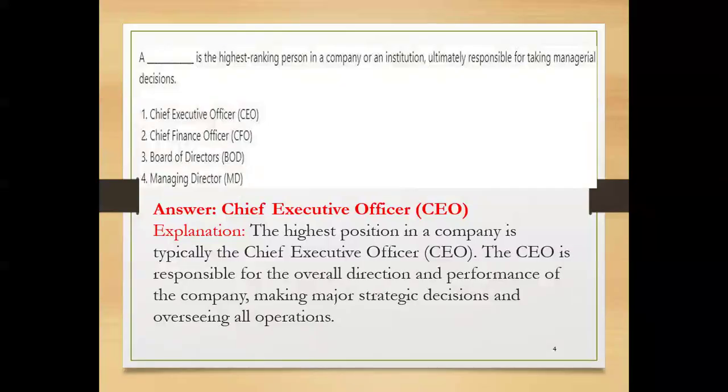Another question. A dash is the highest ranking person in a company or institution, ultimately responsible for taking managerial decisions. Is it chief executive officer, chief finance officer, board of directors, or managing director? The correct answer is chief executive officer.